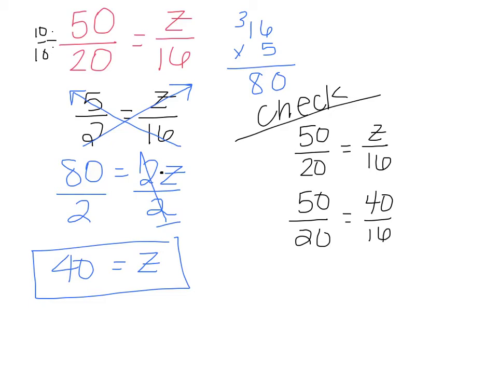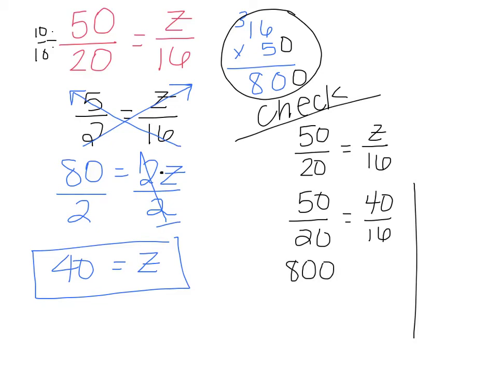So I'm going to go ahead and use cross products, and then off to the side I'm going to do it in a different way. So 16 times 50 is really this problem, except that I added a 0 here. So that means I have to add a 0 here. So 50 times 16 is really 800. And 2 times 4 is 8, and then I have those 2 zeros. So I just proved that 800 equals 800, and z really is 40.